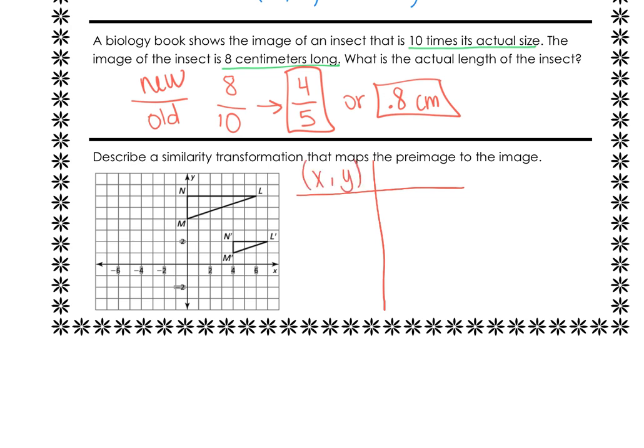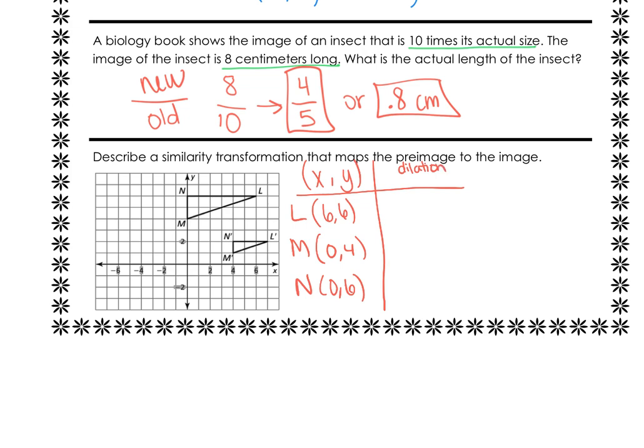Our first column is always going to be our original coordinates. So let's go ahead and list those out. We've got L, M, and N. L is at (6, 6). M is at (0, 4). And N is at (0, 6). We talked about how it gets smaller, so we're going to write out a dilation here.